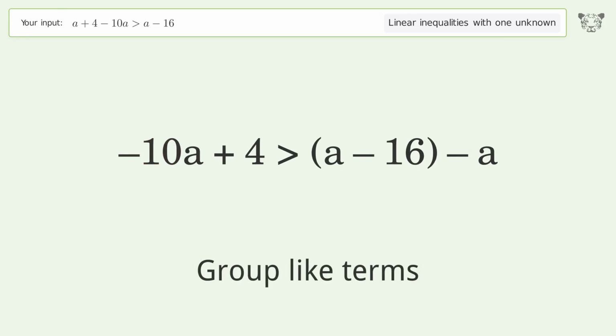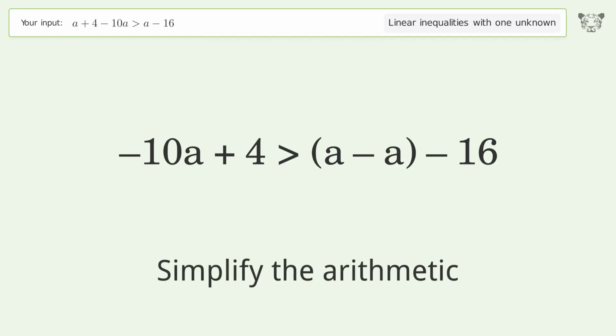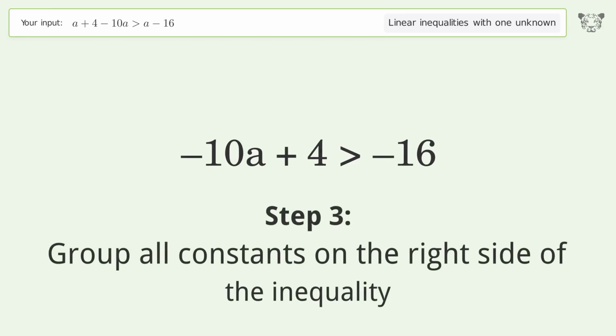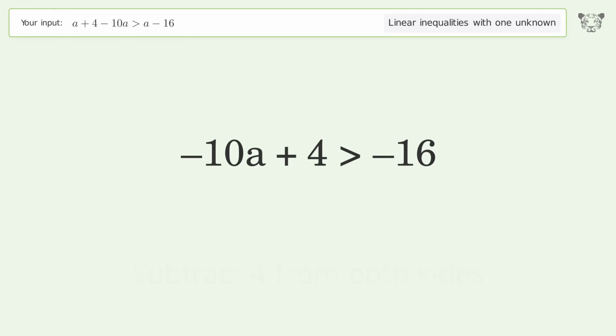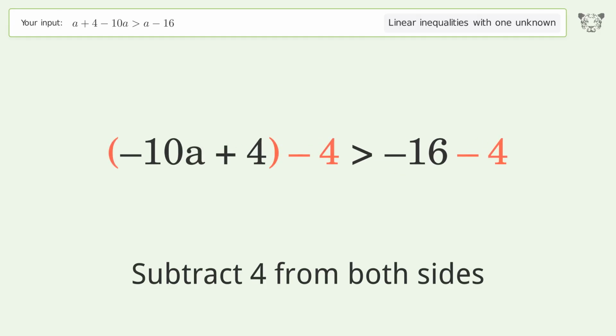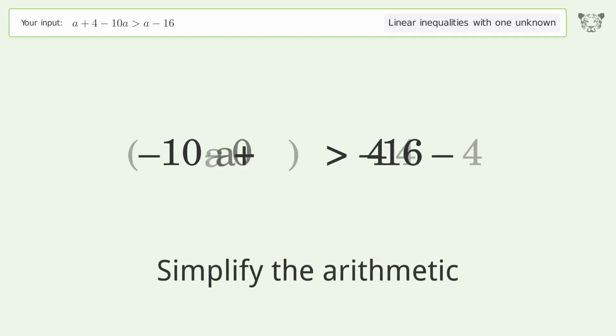Group like terms. Simplify the arithmetic. Group all constants on the right side of the inequality. Subtract 4 from both sides. Simplify the arithmetic.